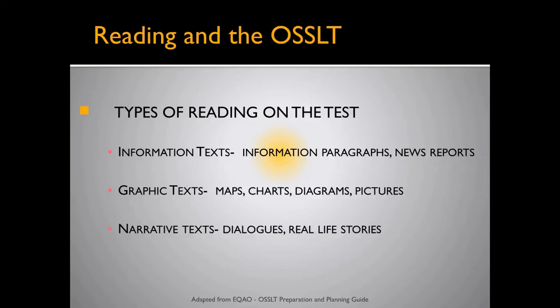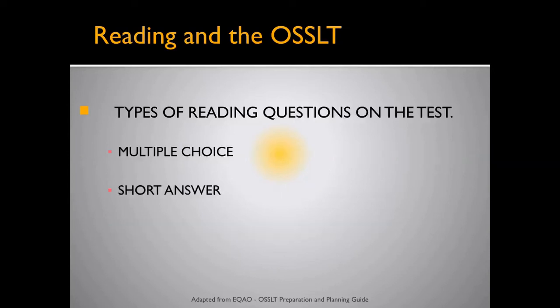So what is on the test? The OSSLT has different types of reading. One of them is informational texts, so information paragraphs, news reports, things like that. Another one they would have on the test is graphic texts, which are picture texts, maps, charts, diagrams, pictures. And the last one is narrative texts, which are story texts, dialogues, and real life stories.